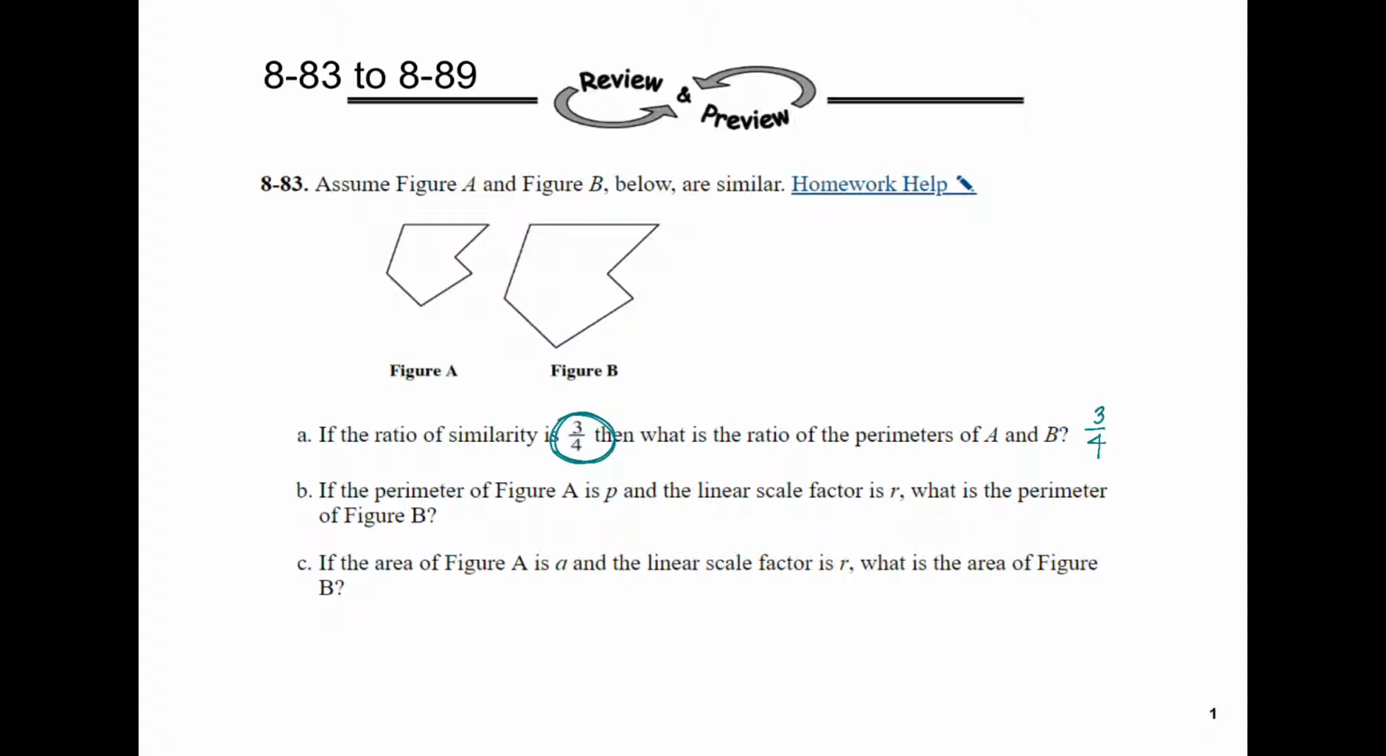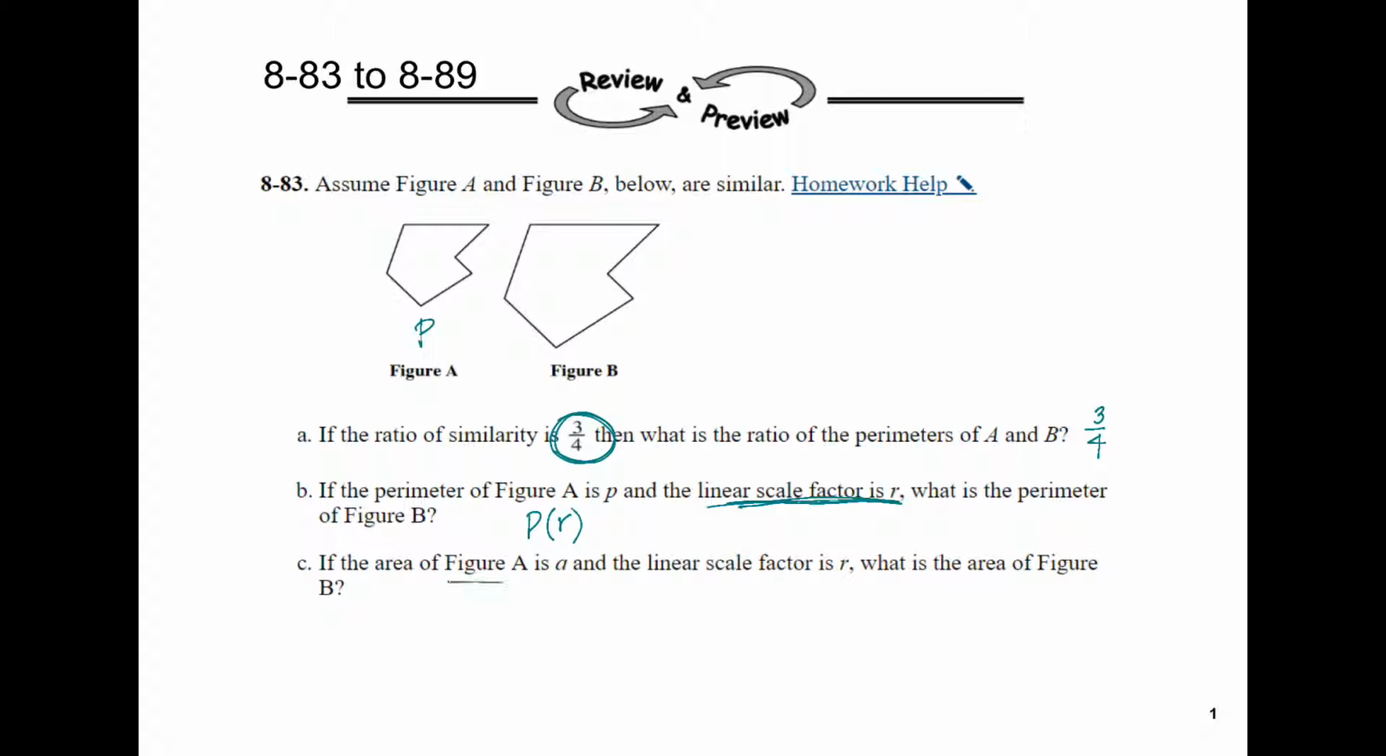If the perimeter of figure A is P and the linear scale factor is R, what is the perimeter of figure B? Well, we take the perimeter of figure A, we multiply that by our linear scale factor of R, so the perimeter of figure B would be P times R.